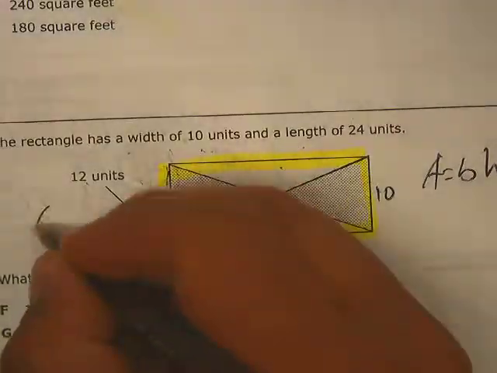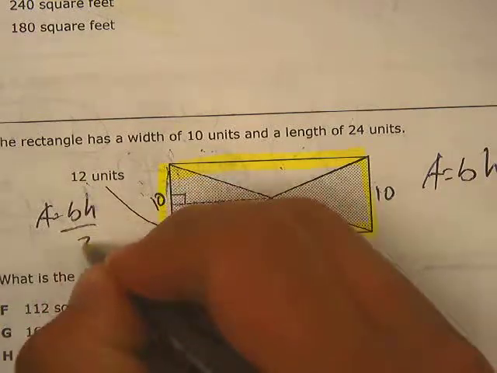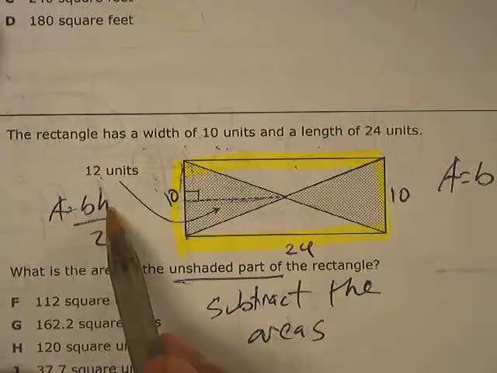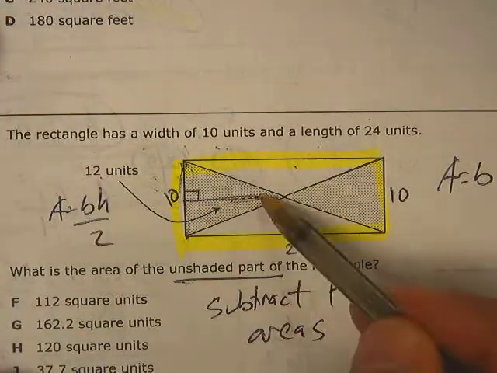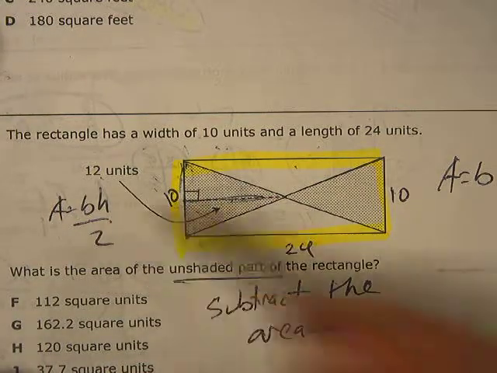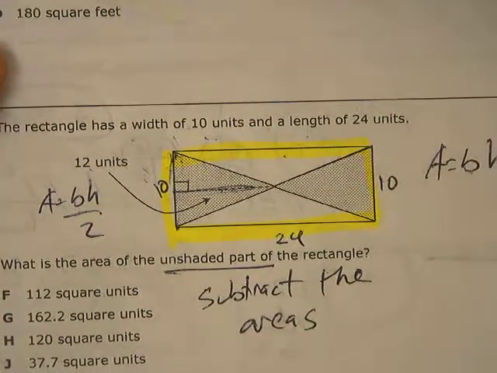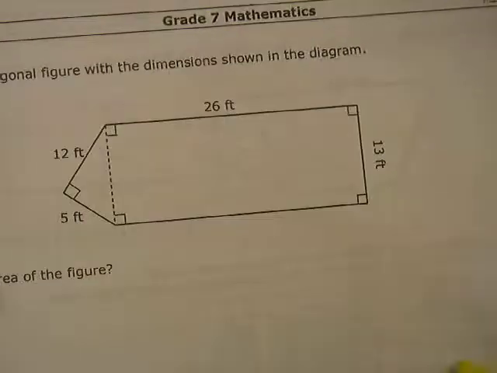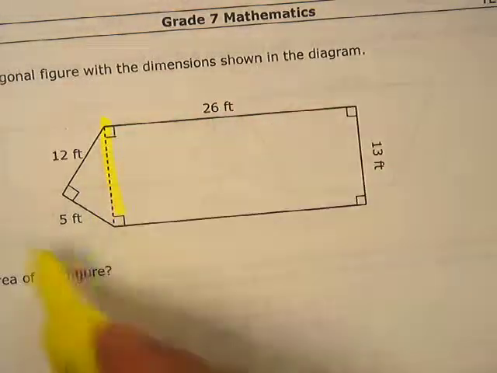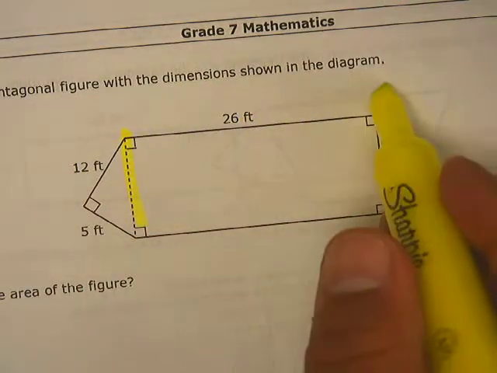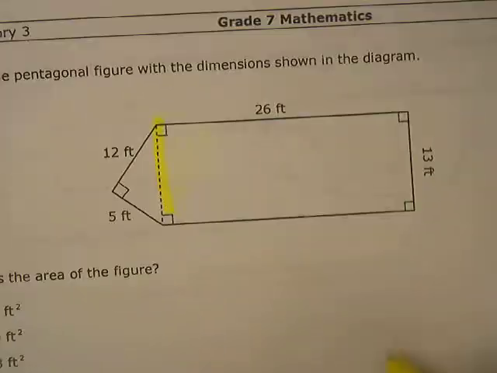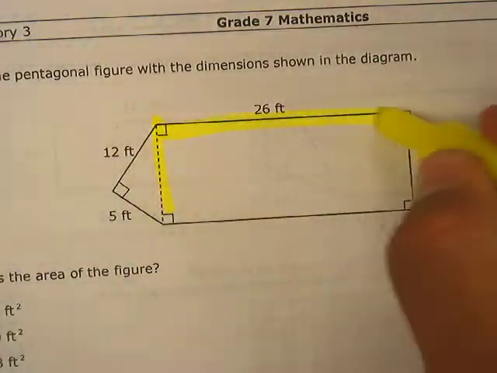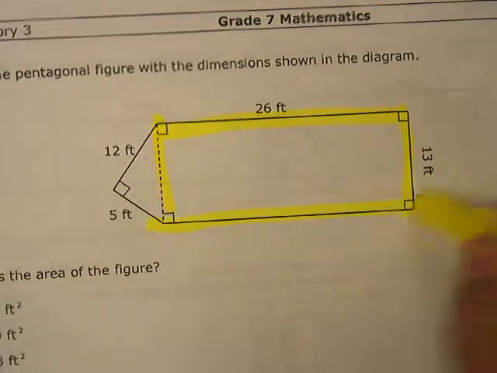Now, if this is 10, well, this is parallel to that, and that means that this is also 10. And so now I know that my base has to be 10, my height has to be 12. So then you have your triangle there, base times height divided by 2. What you get here, you subtract it from this, and you'll get your answer.